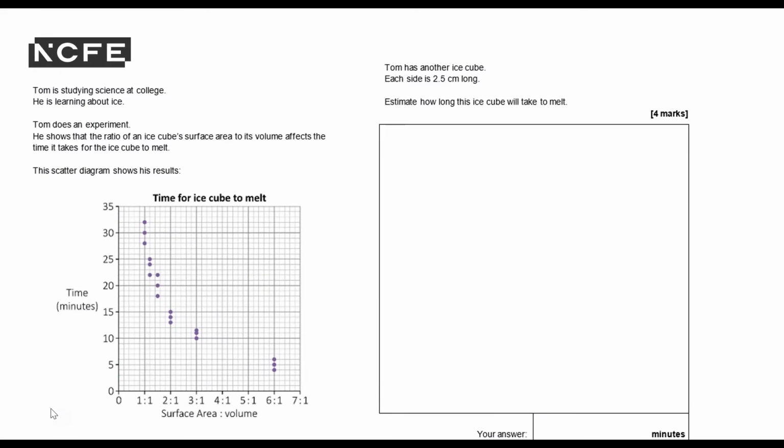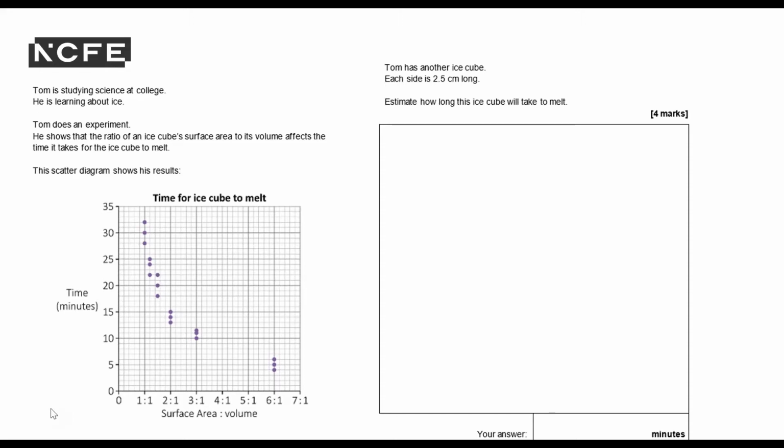We've got Tom studying science at college. He's learning about ice. Tom does an experiment. He shows that the ratio of an ice cube's surface area to its volume affects the time it takes for the ice cube to melt. That makes sense. The bigger the volume, it's going to take longer to melt.